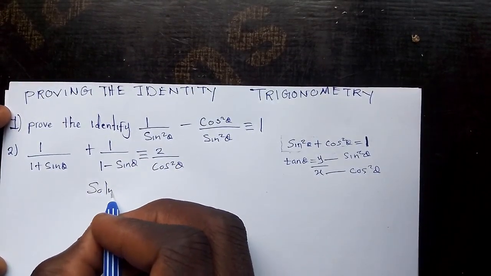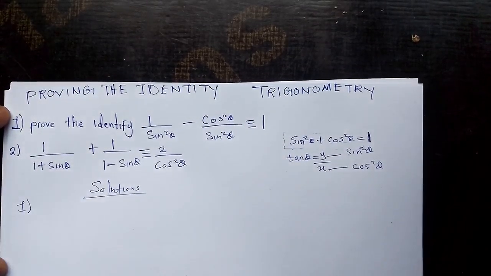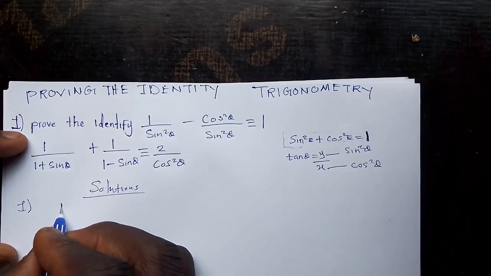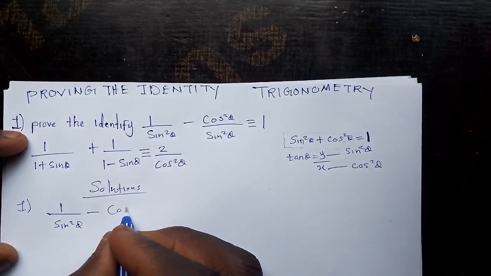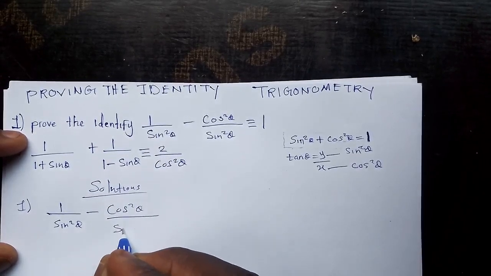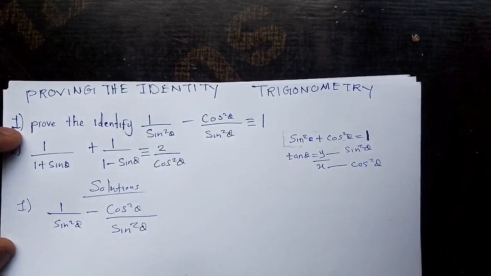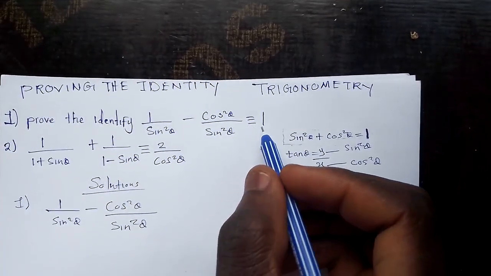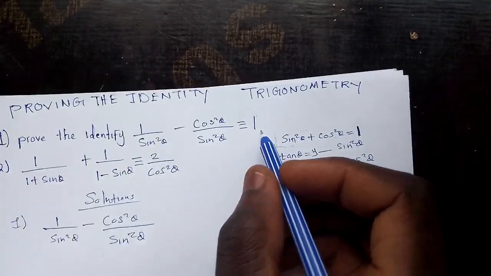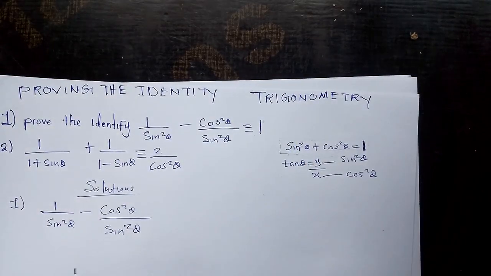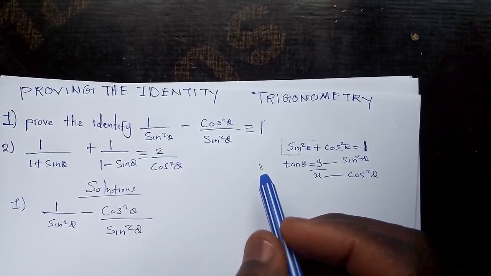So let me write the solutions. As for the first one, it is 1 over sine 2 theta minus cos 2 theta over sine 2 theta. When they say prove that this is equivalent to 1, you need to forget about the 1. It is telling us that once we do the calculations, the answer that we are going to get will be 1. I hope you have understood this part.